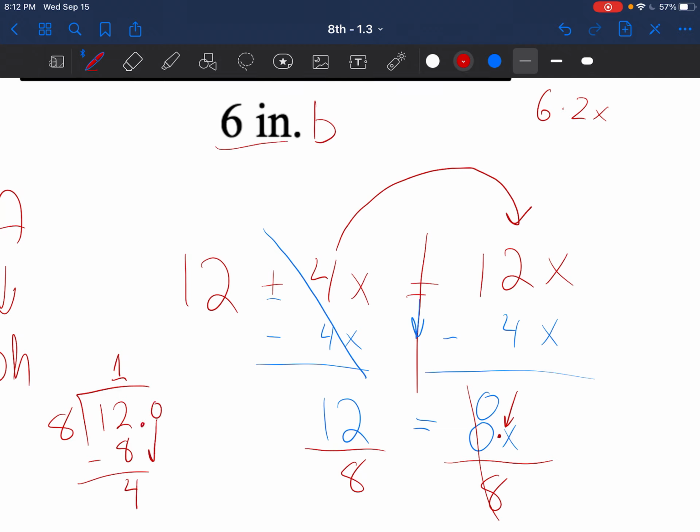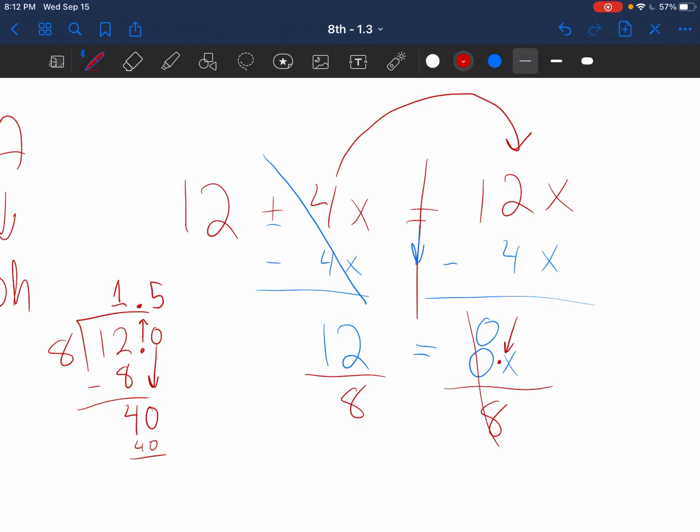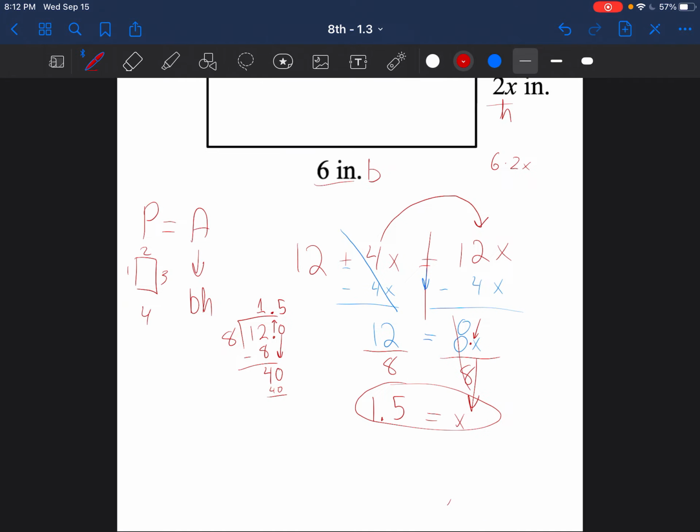Add our decimal. Bring down the 0. 8. How many times does 8 go into 40? Don't forget to bring your decimal up. 8 goes into 40 5 times. 5 times 8 is 40. So it looks like our answer for this problem is going to be x is equal to 1.5. All right, let's move on to the next one.